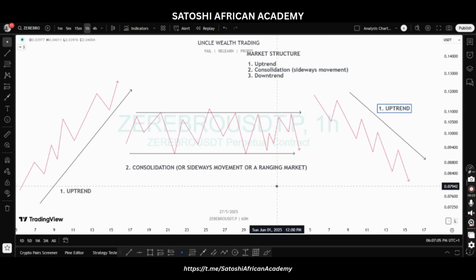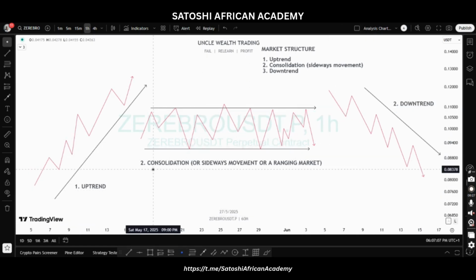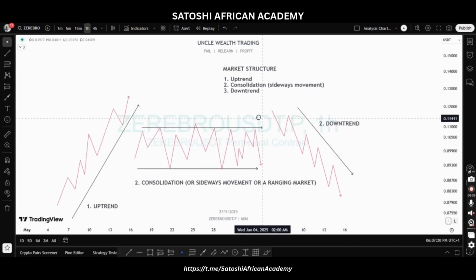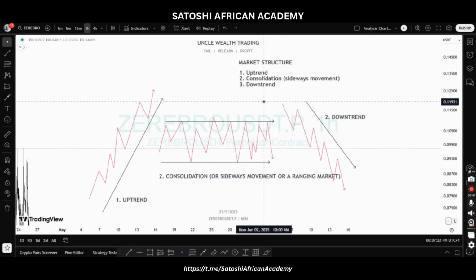And that's it. So we have the uptrend, we have the consolidation or sideways movement or ranging market, however I hear it. It basically means that it's moving sideways. And then we have the downtrend. So this is the basics of market structure.